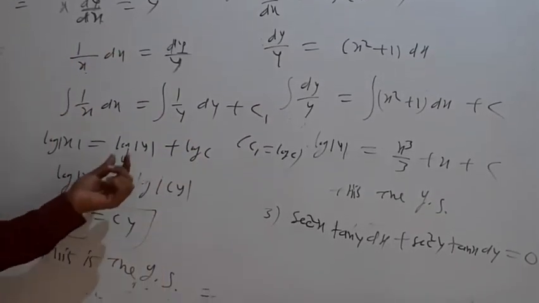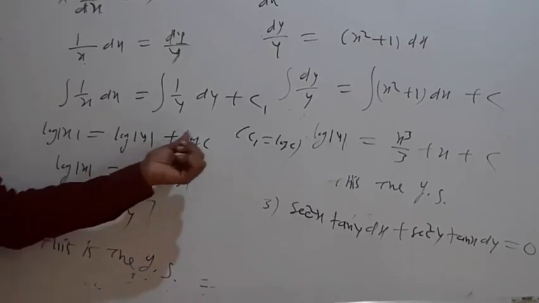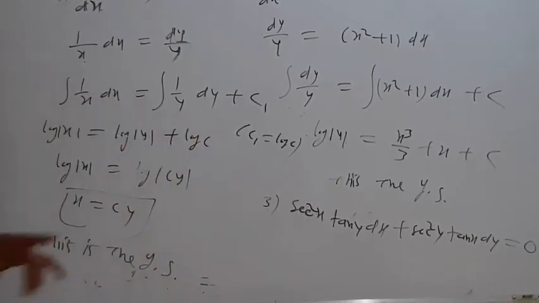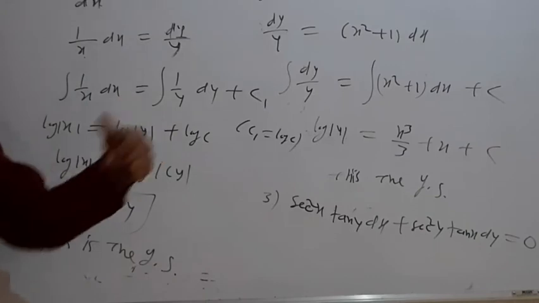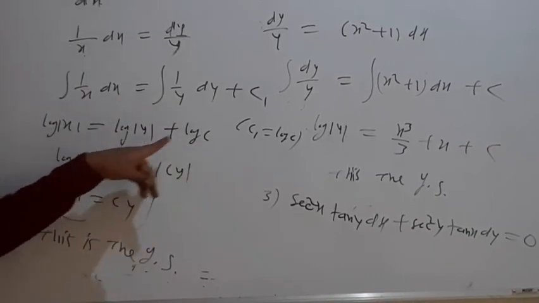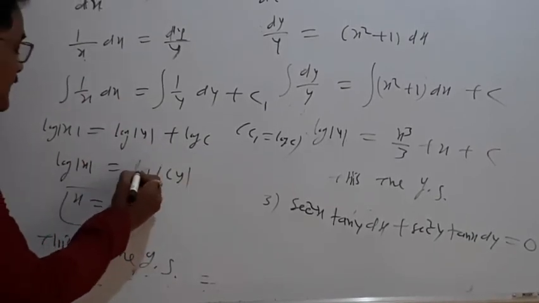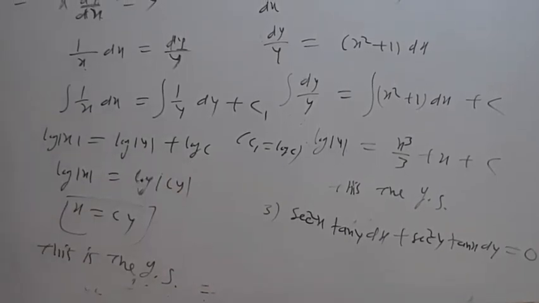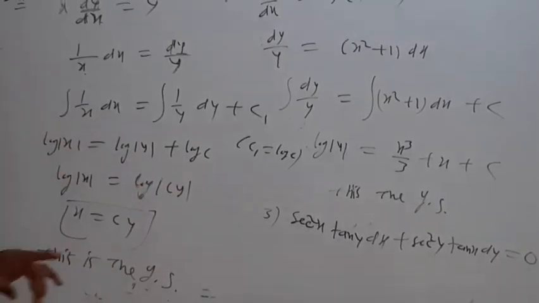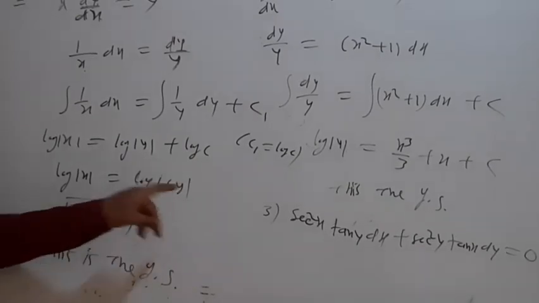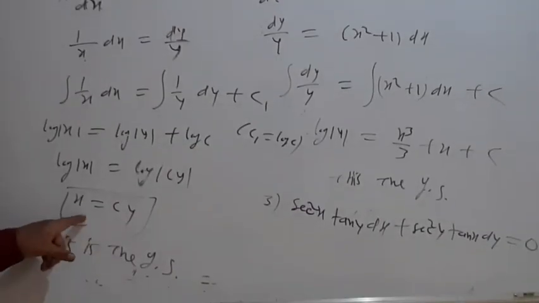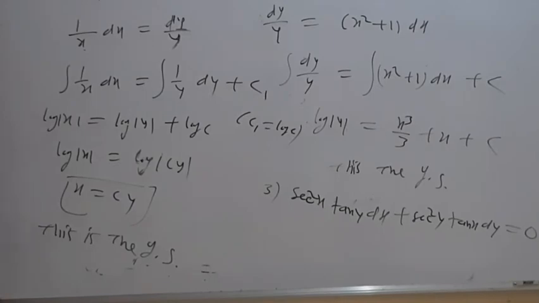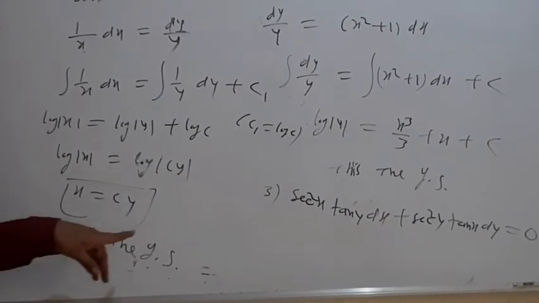Therefore, log x is equal to log y plus log c. Using the rule of logarithm, log a plus log b is log of a into b. Log y plus log c is equal to log of c into y. Cancelling log on both sides, we get x is equal to c into y. Now x by y is equal to c. This is the required general solution.